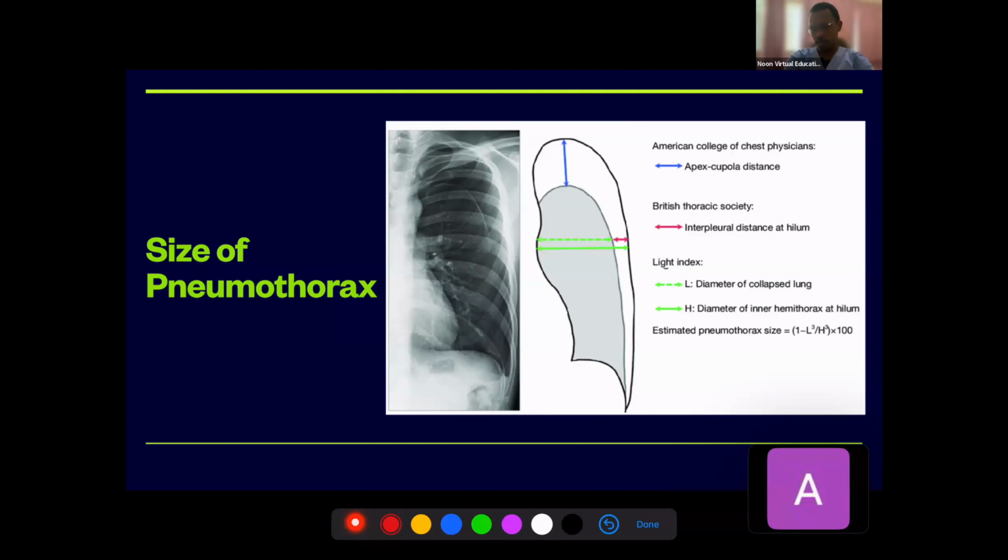That's all right. Very good. Very good, Asi. Last one is the light index. Okay. Very good. Thank you, Asi, indeed.